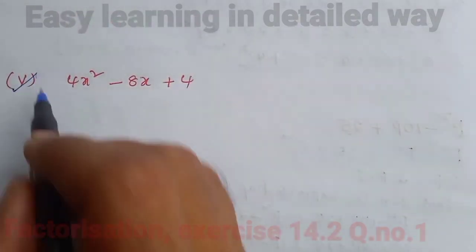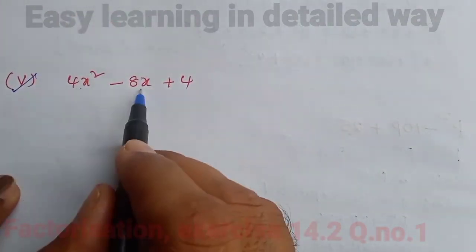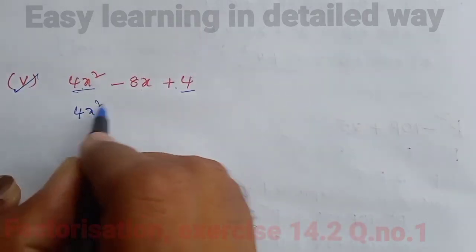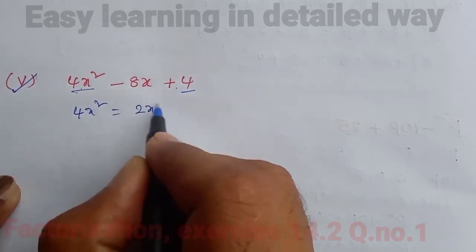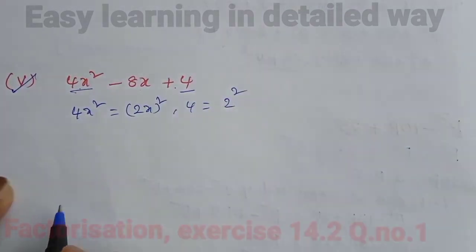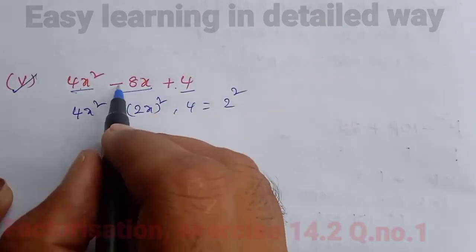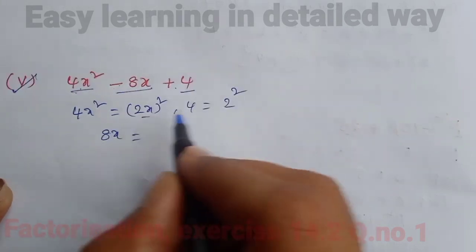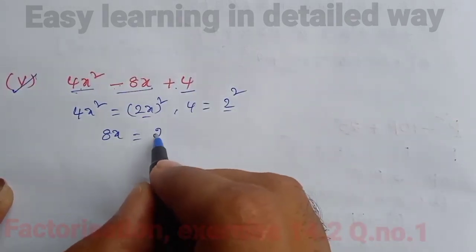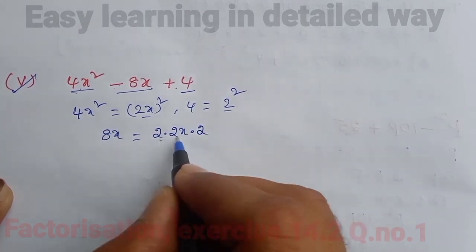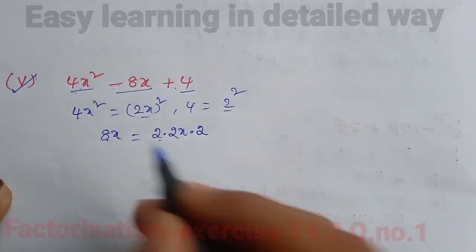Now see the fifth one. 4x square minus 8x plus 4. See the first and third terms. This can be written as 4x square as 2x whole square, and 4 is written as 2 square. See the middle term, which is negative. So 8x can be written in terms of 2x, and 2 is 2 into 2x into 2. So 2 2s are 4, 4 2s are 8 into x.